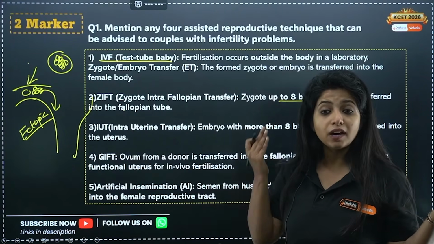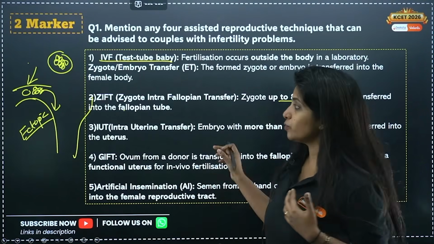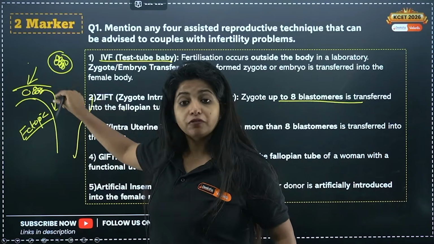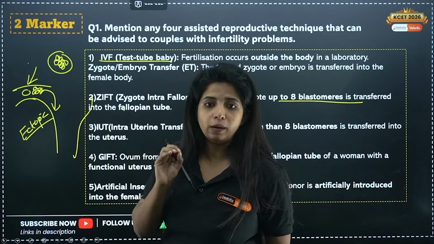Can you just pass down the gametes at least? Yes, and that is known as GIFT, gamete intrafallopian transfer. Again, you put the gamete over here. We wait for fertilization to happen. Here, the most important thing is fertilization happens inside the female's body.